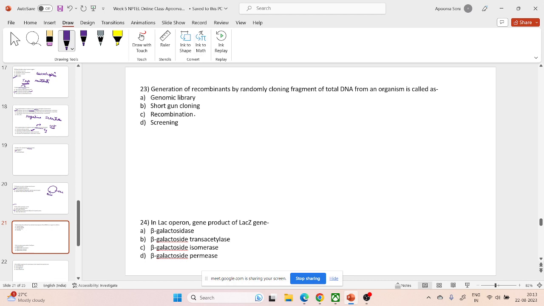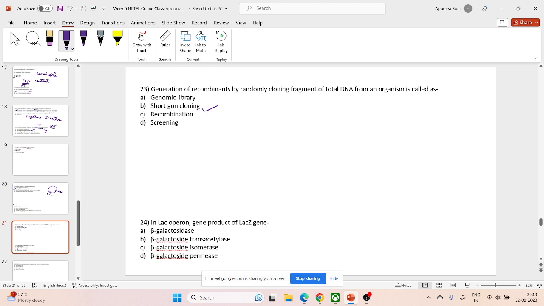So basically, the answer is shotgun cloning. Generation of recombinants by randomly cloning fragments of total DNA from an organism is called shotgun cloning. So I'll just leave the question. Let's see whether in the subsequent lectures, sir will explain shotgun cloning or not. If not, then we'll discuss this cloning. Just remind me if this is not covered in the subsequent week's class.